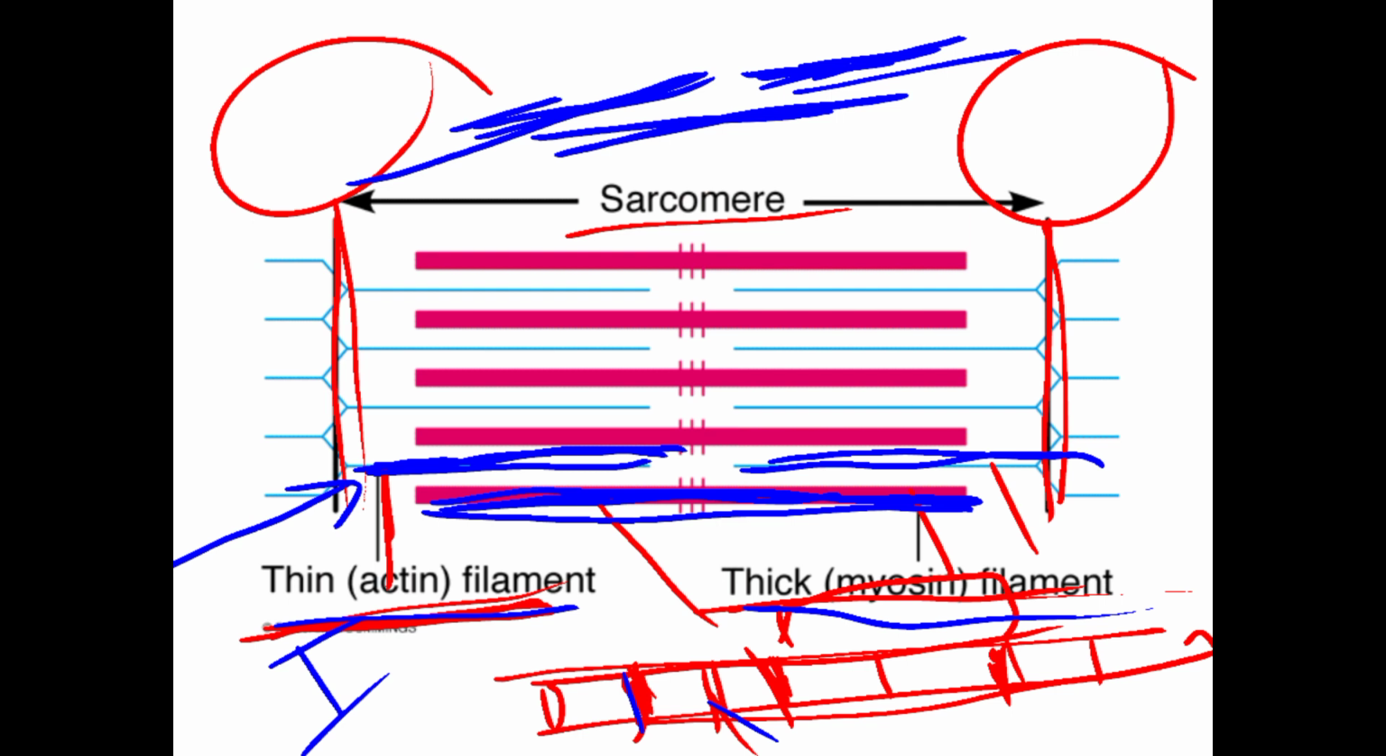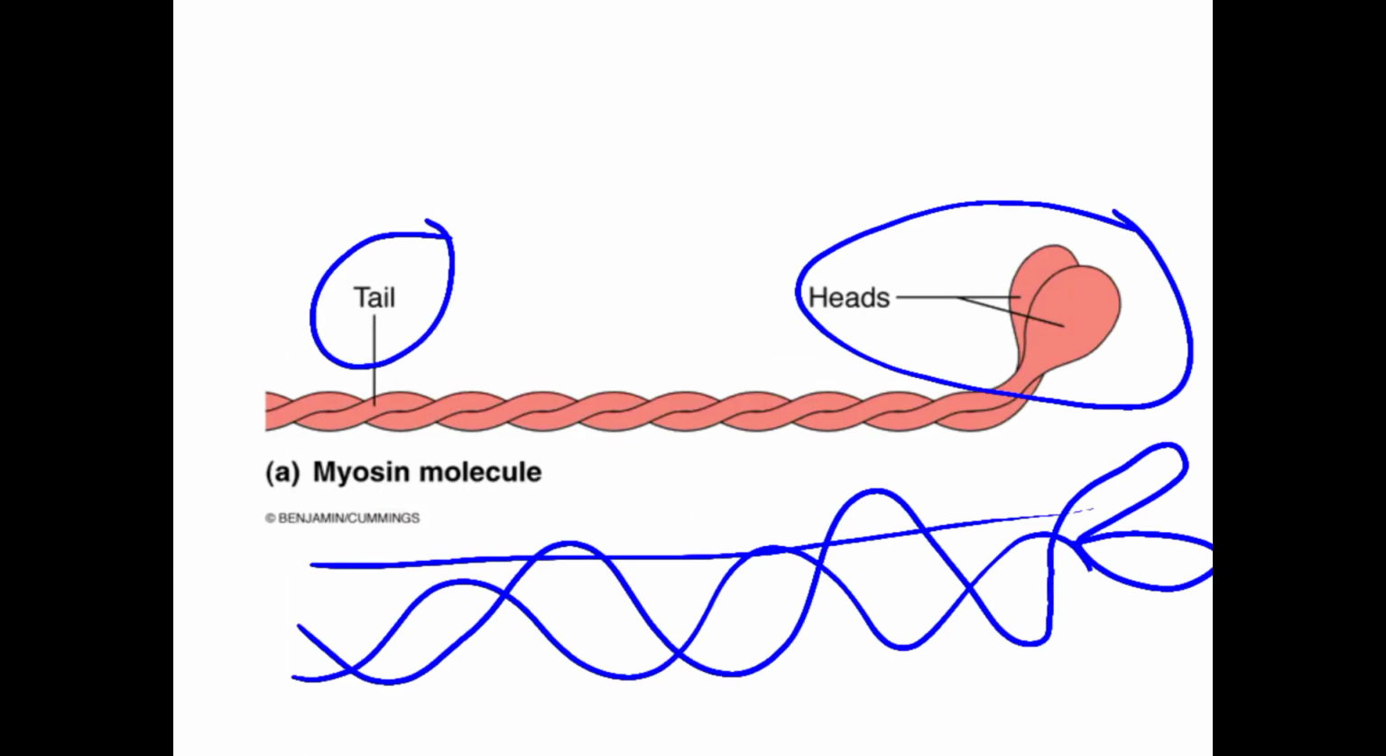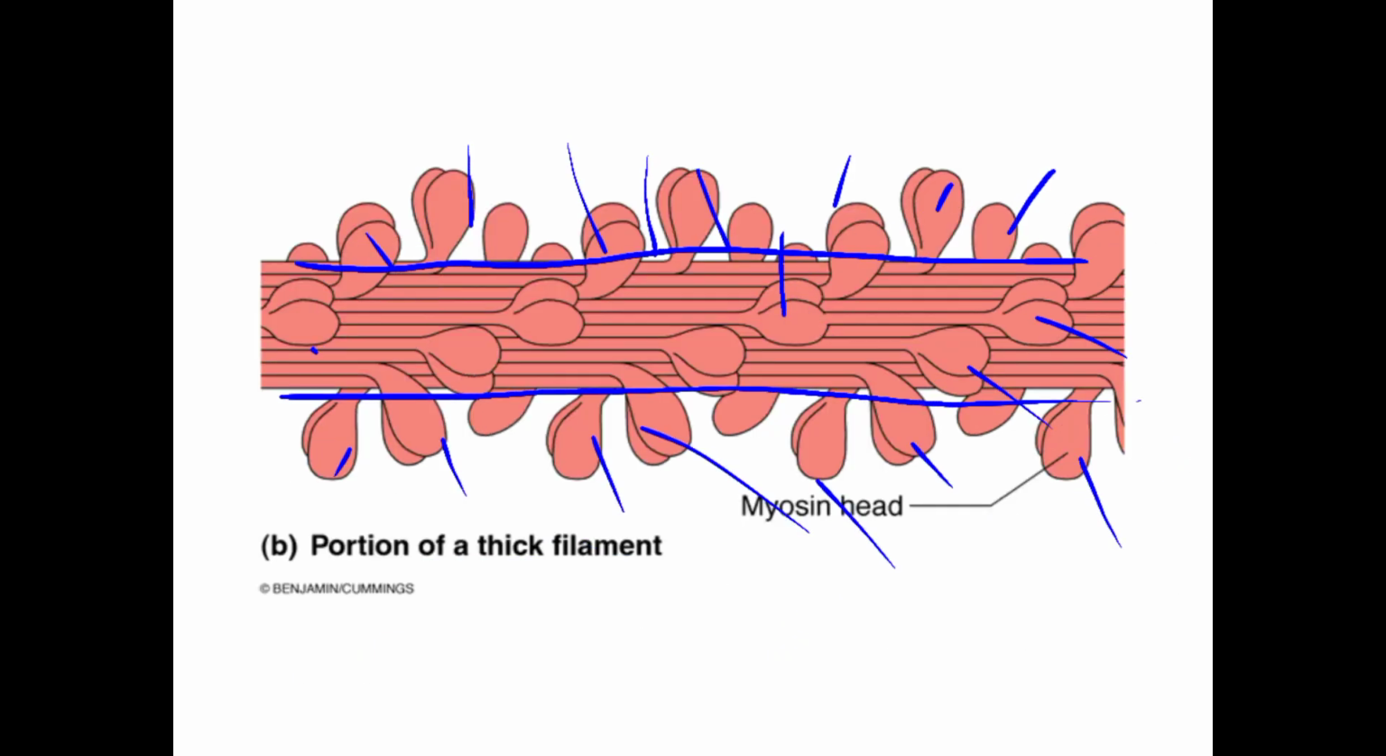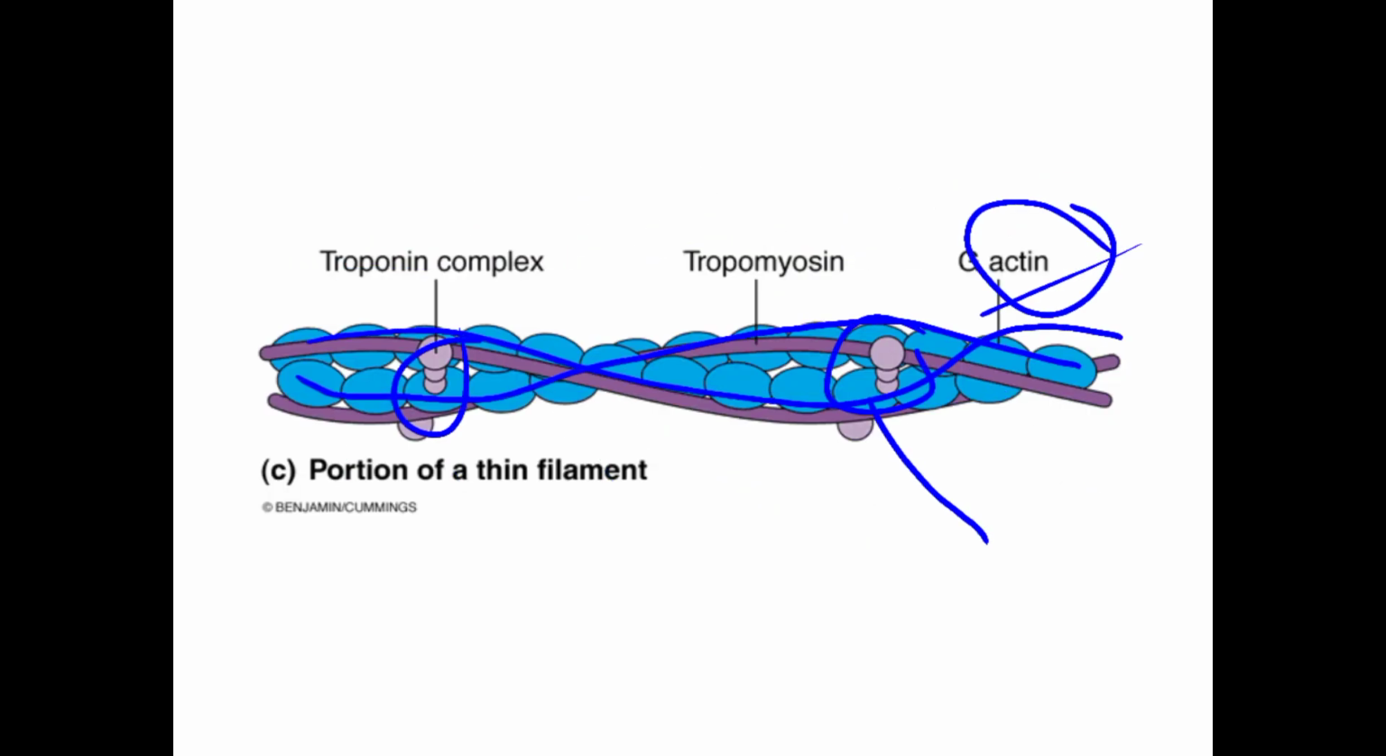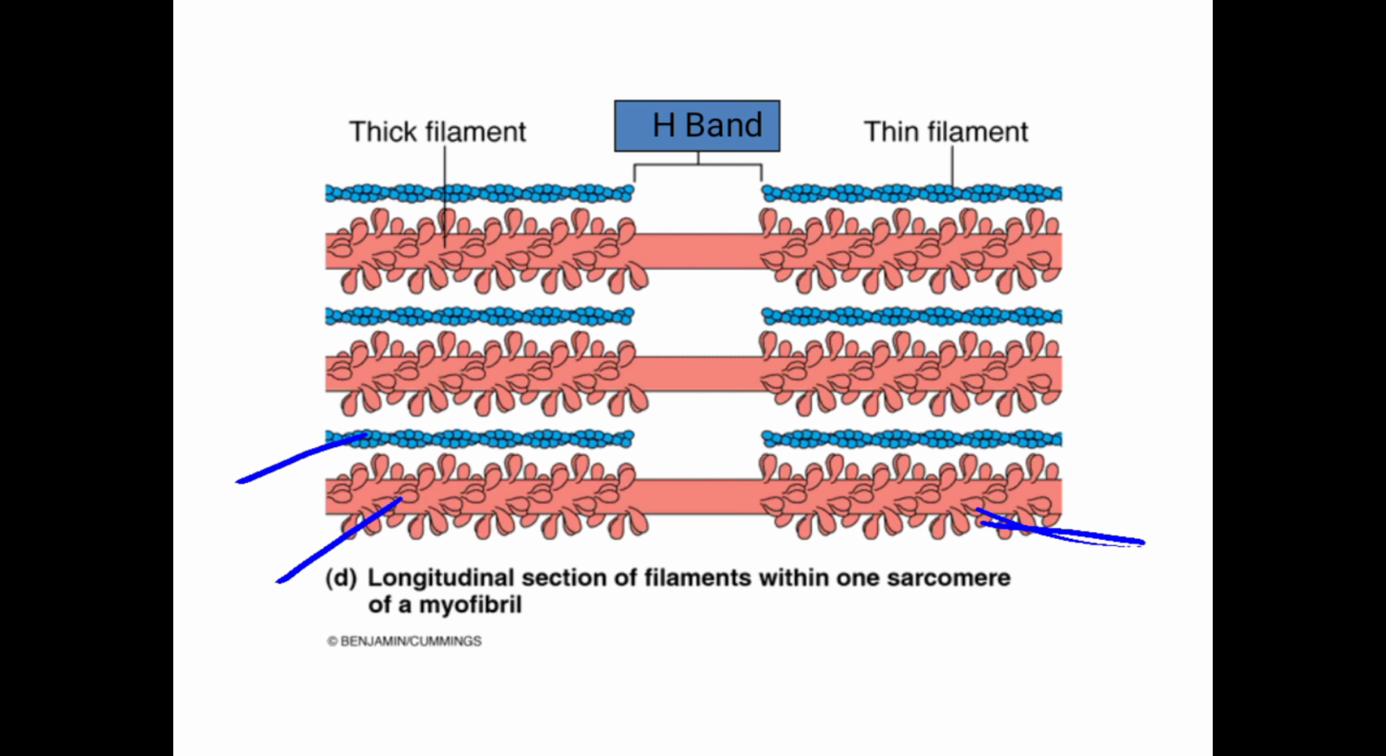So this one understood, right? Thick and thin filament. This is a thick filament, which is made of myosin molecules. It is arranged like this. This is a single thin filament, that is actin. Like this it is arranged.